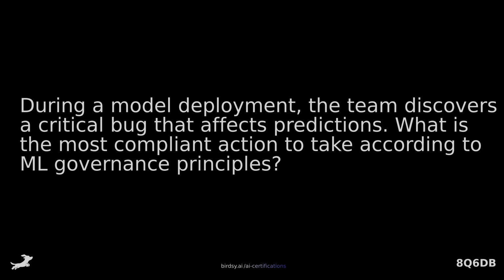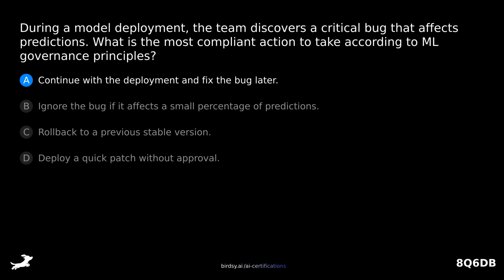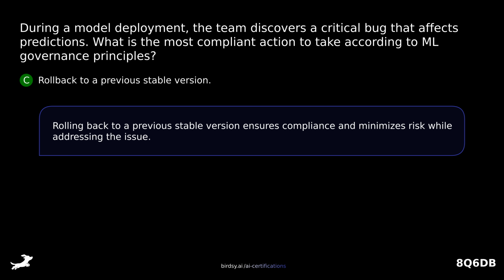During a model deployment, the team discovers a critical bug that affects predictions. What is the most compliant action to take according to ML governance principles? Is it A, continue with the deployment and fix the bug later, B, ignore the bug if it affects a small percentage of predictions, C, roll back to a previous stable version, or D, deploy a quick patch without approval? The answer is C, roll back to a previous stable version. Rolling back to a previous stable version ensures compliance and minimizes risk while addressing the issue.